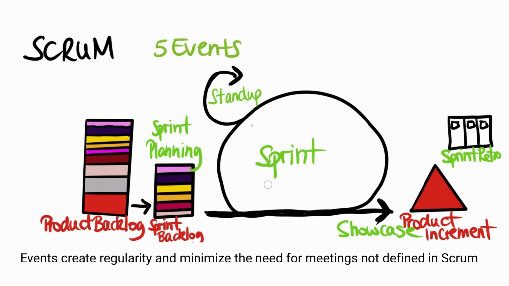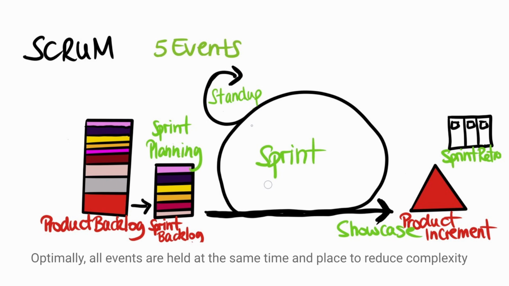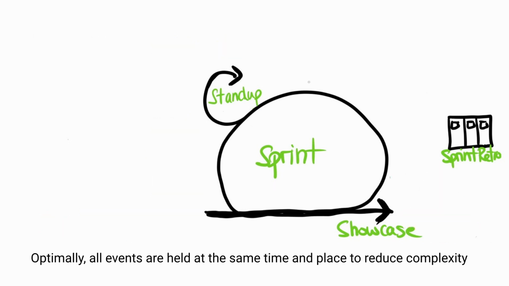Importantly, events are used in Scrum to create regularity and to minimise the need for meetings not defined in Scrum, and should not be seen as additional meetings to overload the team. Optimally, all events are held at the same time and place to reduce complexity.